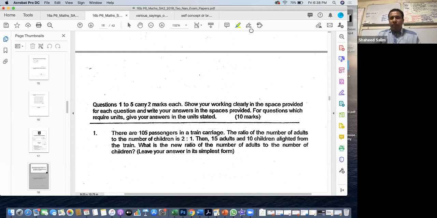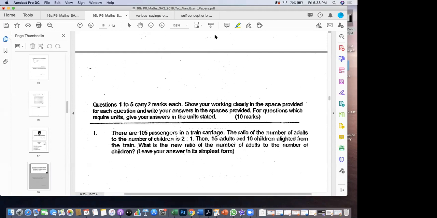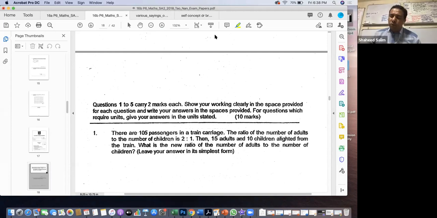Okay, we have Sophia entering. Alhamdulillah, Sophia. All right, Sophia, question number 1. This is paper 2, Tahunan Primary School, 2018.